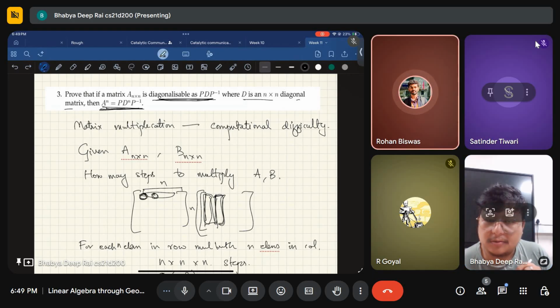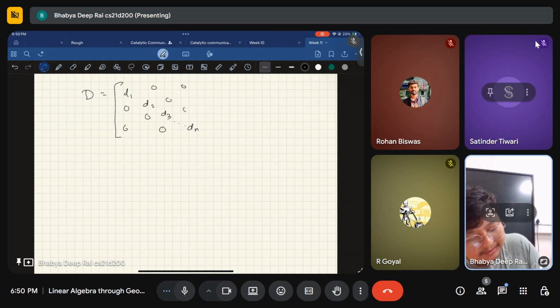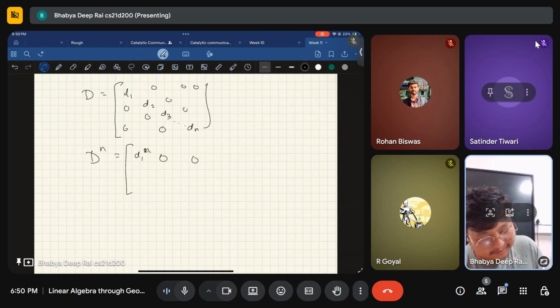Because for diagonal matrices, we'll only play with the diagonal entries. So each entry squaring will only take one operation. Exactly. So if D is D1, D2, D3, and so on till Dn, and these are all zeros, D to the n is just D1 to the n, 0, 0, 0, D2 to the n, 0, and so on, and Dn to the n.